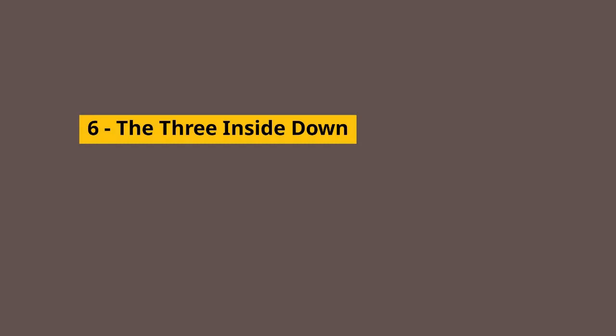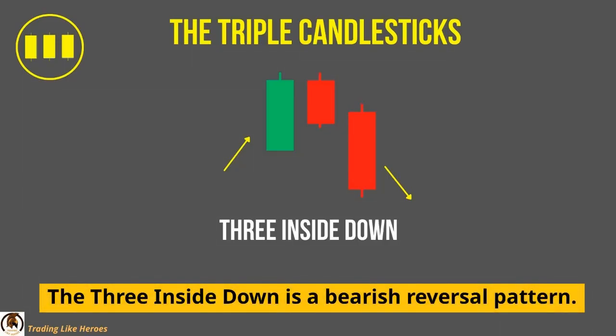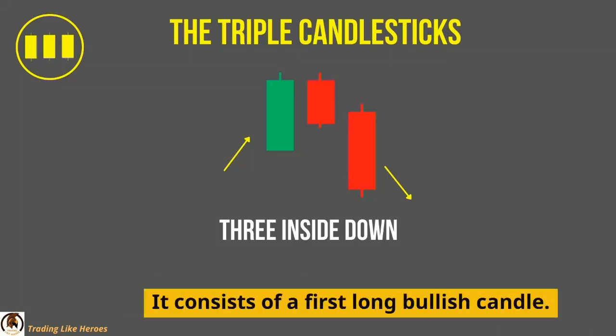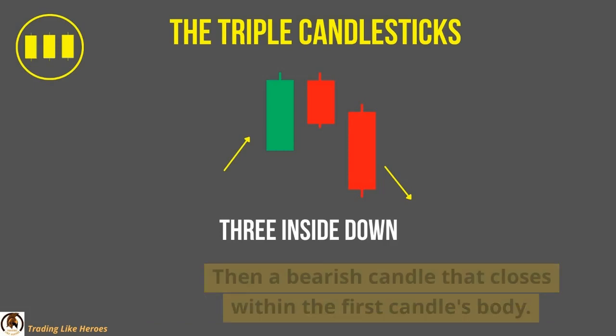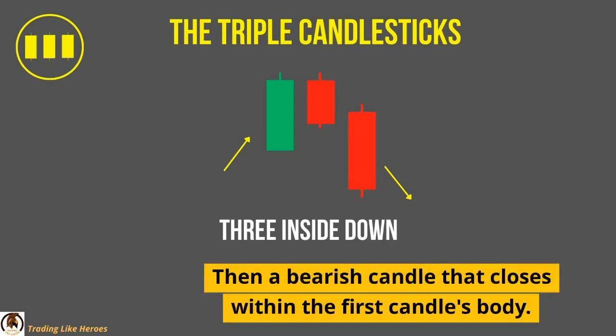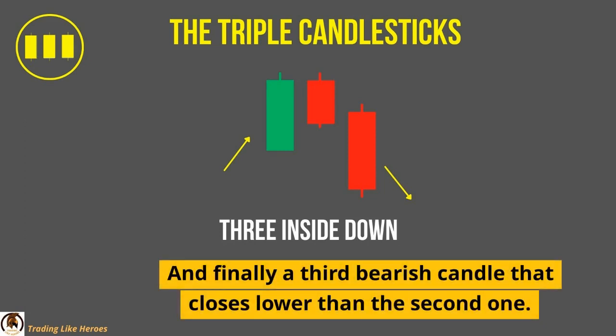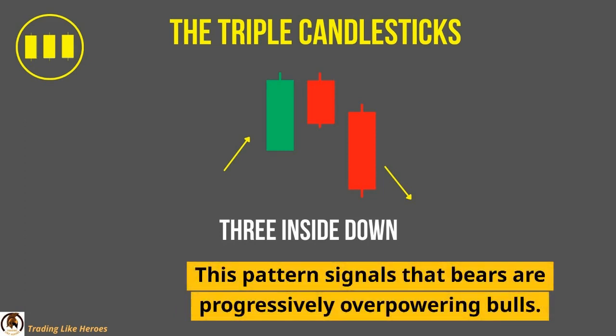6. The 3 inside down. The 3 inside down is a bearish reversal pattern. It consists of a first long bullish candle. Then a bearish candle that closes within the first candle's body. And finally a third bearish candle that closes lower than the second one. This pattern signals that bears are progressively overpowering bulls.